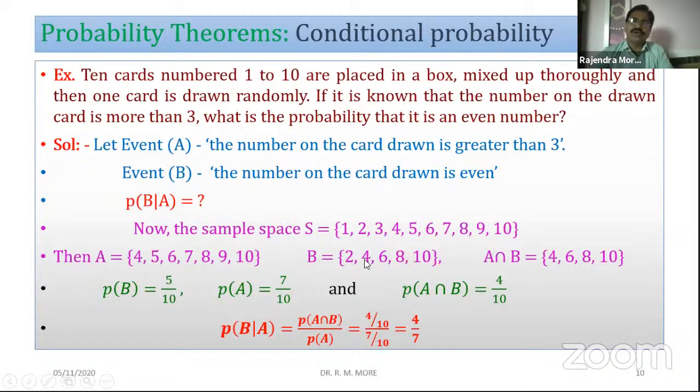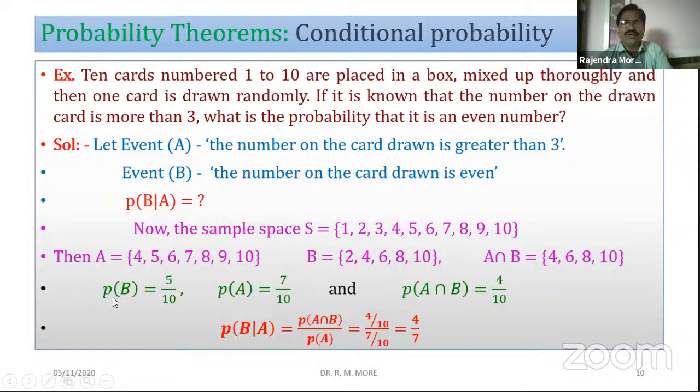Remember, when we draw the card, the 2 may also be drawn, isn't it? So according to what is given, these are the even numbers. Now, what is common between A and B? A intersection B. So if you see both of these two events, then A intersection B is 4, 6, 8, 10, and so on.